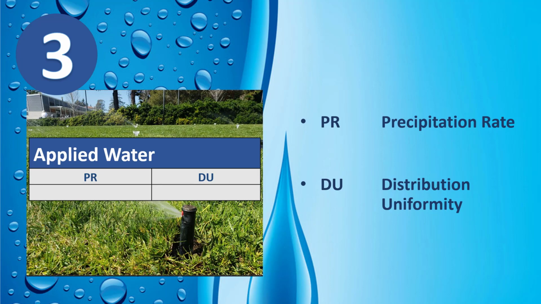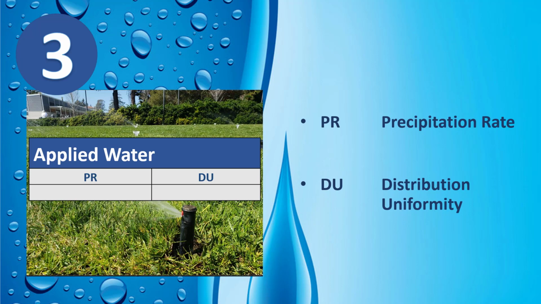Now that you know more about the plant water needs and the soil characteristics, you'll need to gather some information about the irrigation system. Specifically, you want to know how the water is applied and how evenly it is applied across the irrigated area. The precipitation rate is the rate at which an irrigation system applies water and refers to the speed at which water is applied to the landscape. This can be measured in the field by collecting water in catch cans during an irrigation cycle, or it can be calculated using the product manufacturer's specifications along with emitter spacing and pattern.